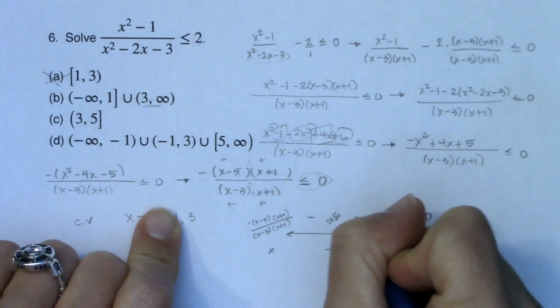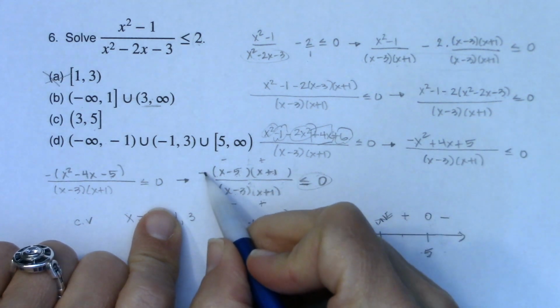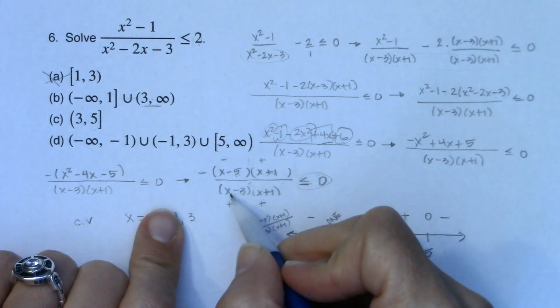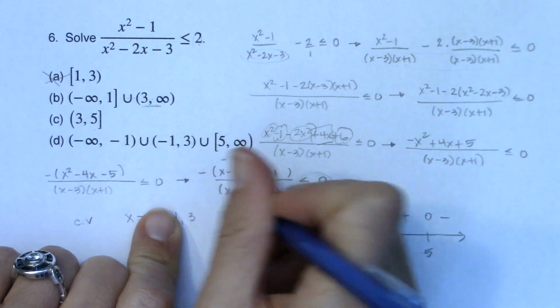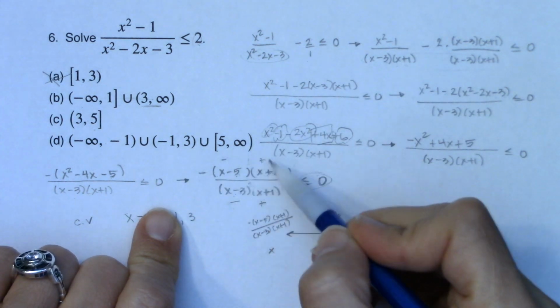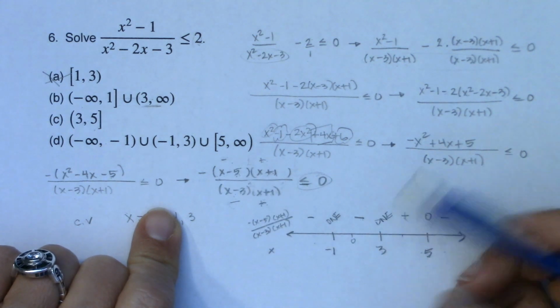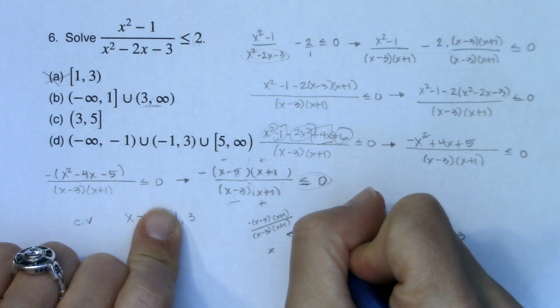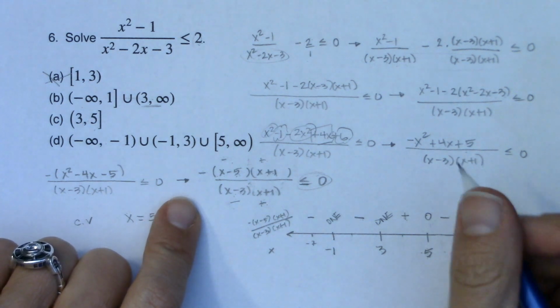All right, another great test point in between -1 and 3. I love to pick a 0 when I can. So lead negative, 0 minus 5 is negative, 0 plus 1 is positive, 0 minus 3, this is now negative, 0 plus 1 positive. So 2 positives, 3 negatives gives me a negative. And let's move to this last little interval. All right, I'll just go with -7 over here. You could also pick -2 if you were thinking that.